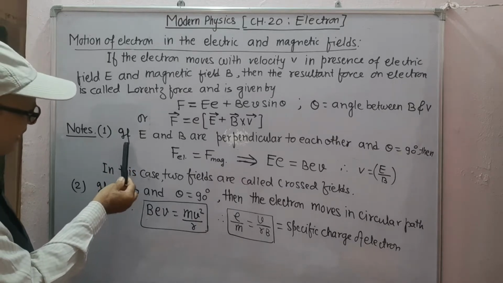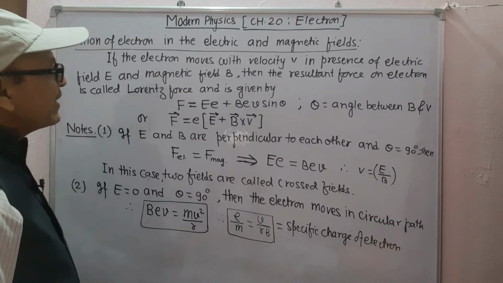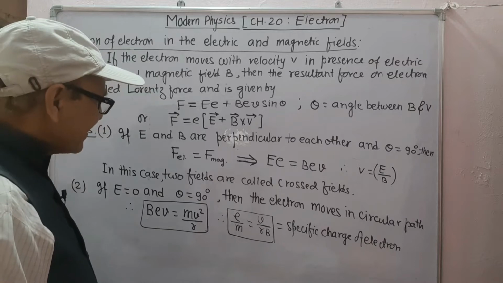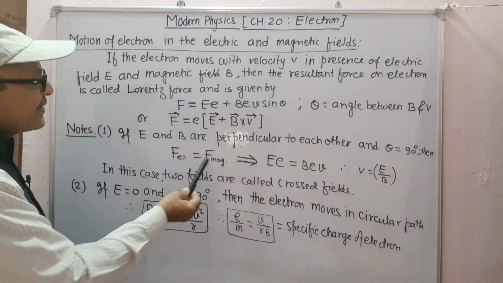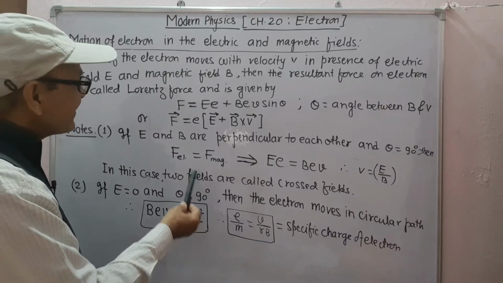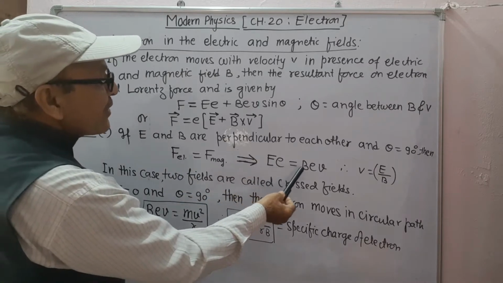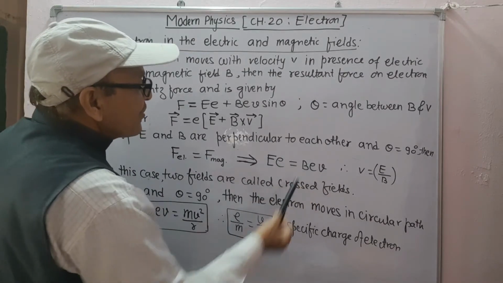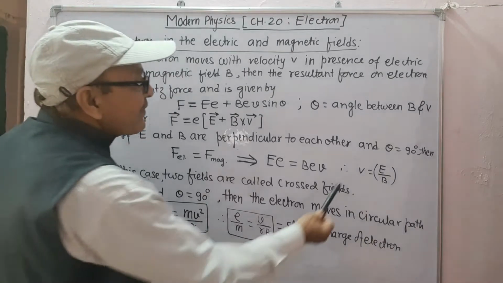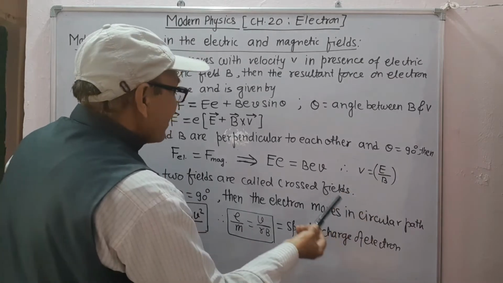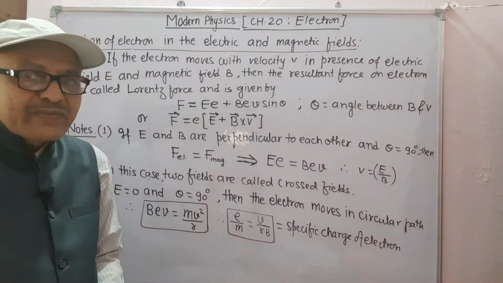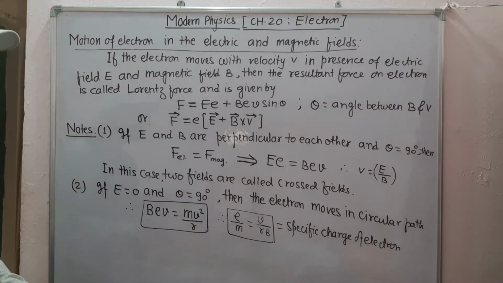Number one is, if electric field E and magnetic field B are perpendicular to each other and theta is 90 degree, then electric force on electron is equal to magnetic force on electron, that is eE will be equal to BeV, that is electric force is equal to magnetic force. This gives velocity v equal to E upon B, and in this case both fields are called crossed fields, means the effect of one field is cancelled by the other field.